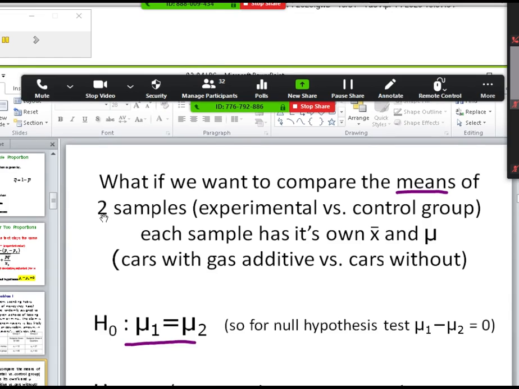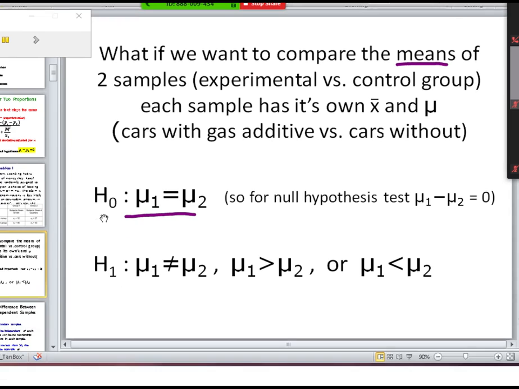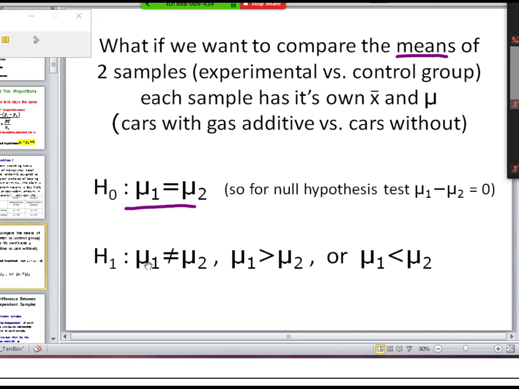Okay. So we're going to move on to means, talking about 2 means now. So we have 2 samples and their means. We're going to compare them. Each sample has its own X bar, its own mu, its own S, its own N. And so our H0 here is, again, H0 is always equals. So in this case, mu1 equals mu2. You could also write it as mu1 minus mu2, the difference, equal to 0.